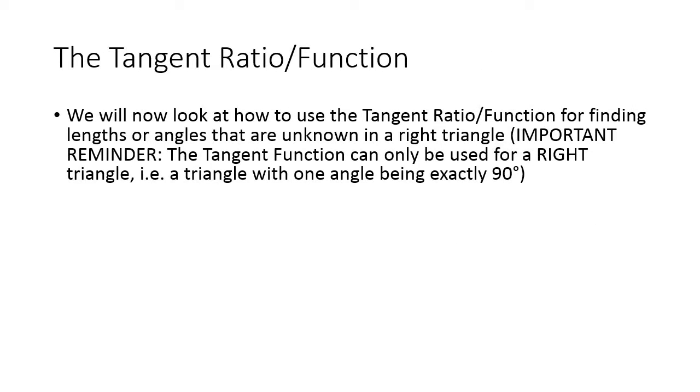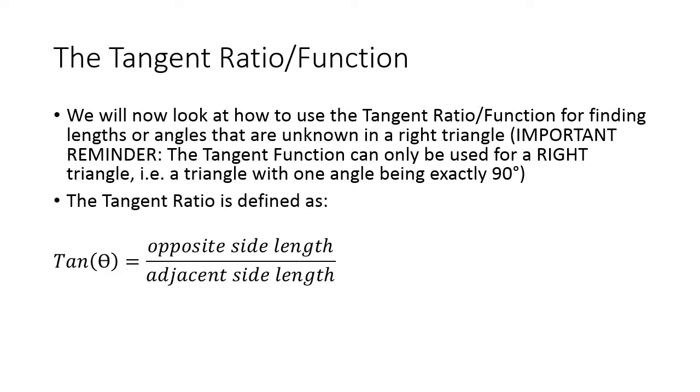We will now look at how to use the tangent ratio function for finding lengths or angles that are unknown in a right triangle. Important reminder, the tangent function can only be used for a right triangle, that is, a triangle with one angle being exactly 90 degrees. The tangent ratio is defined as tangent of some angle, tangent of theta, equals opposite side length divided by adjacent side length. This is our function or formula.